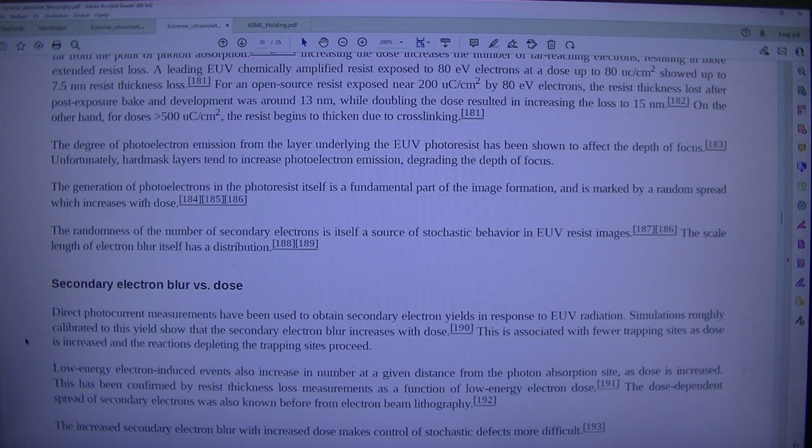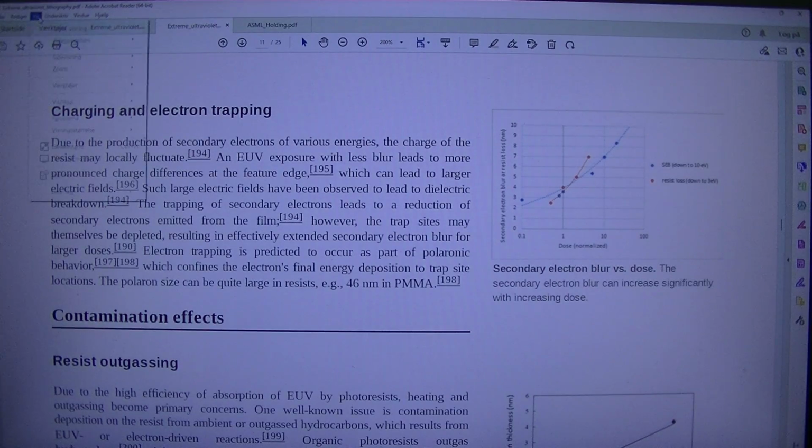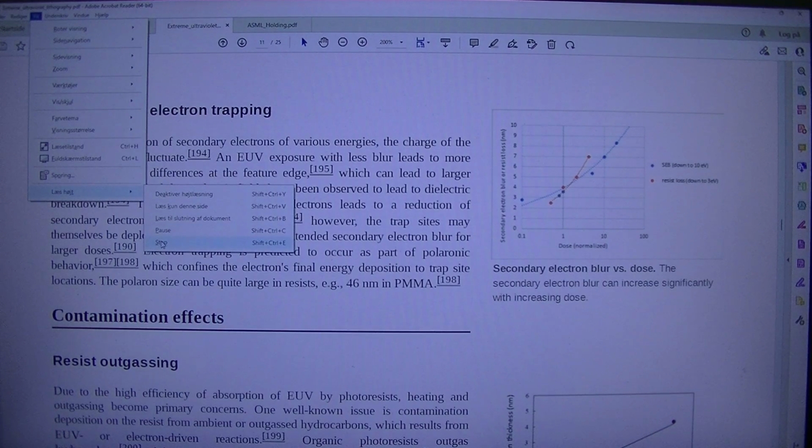191. The dose-dependent spread of secondary electrons was also known before from electron beam lithography. 192. The increased secondary electron blur with increased dose makes control of stochastic defects more difficult. 193. Secondary electron blur versus dose.